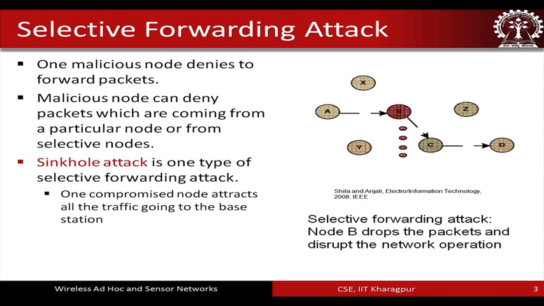The sinkhole attack is a type of selective forwarding attack, where one compromised node attracts all the traffic going to the base station. That is why this particular node is called the sinkhole. The node itself is compromised, and it attracts all the data from the network that is going through it, and the data is going to be dropped in between instead of being forwarded to the base station.